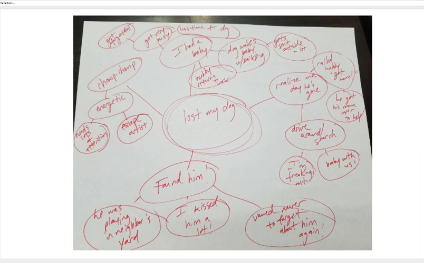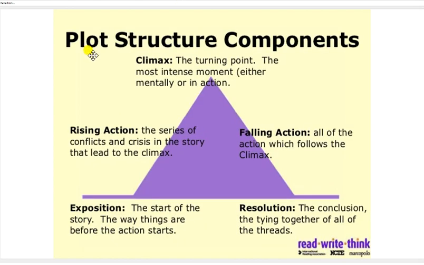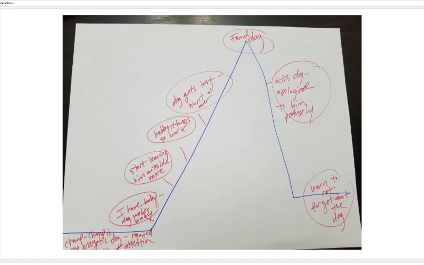The last way, which is probably what I would suggest the most, just because it ensures that you're including all of the plot elements, is to actually draw it out on a little plot pyramid. So all I did was draw a little pyramid that looks very much like this. I jotted that down and then I wrote all of my ideas on here where they would belong on the plot pyramid. You might put your climax first. The most exciting point of no return is when I found my dog. So I put that on here first.